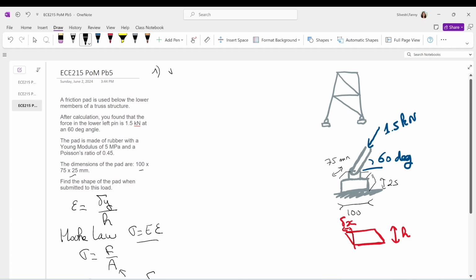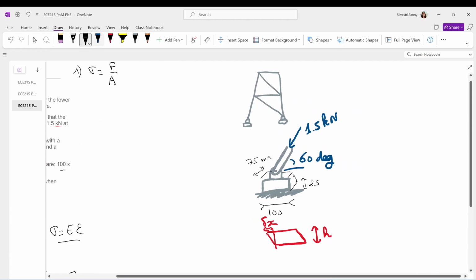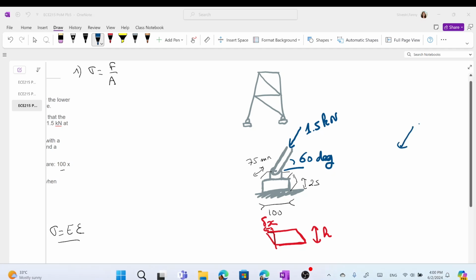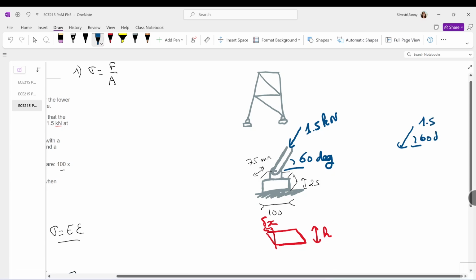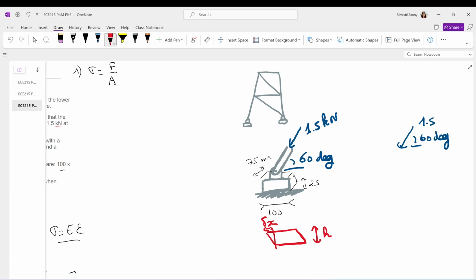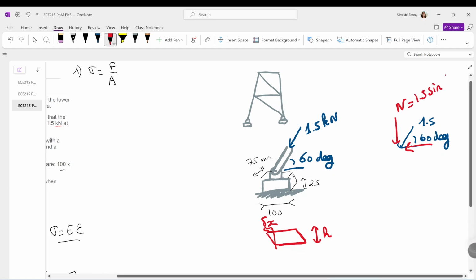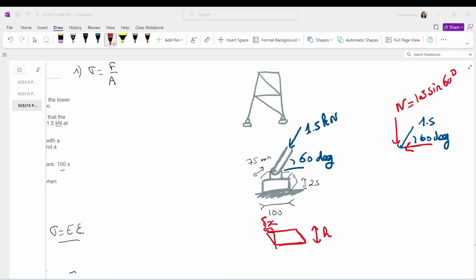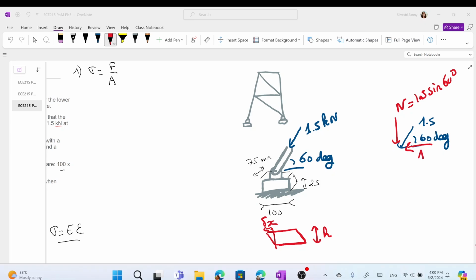So we want to find sigma equals the force divided by A. Let's look at this little diagram. We need to find the normal force and the shearing force. We have the 1.5 at an angle of 60 degrees, and this force is divided into a normal force and a shearing force. The normal force will be 1.5 sine 60 degrees, and the shearing force on the top will be 1.5 cosine 60 degrees. And we have our little pad on the bottom there.